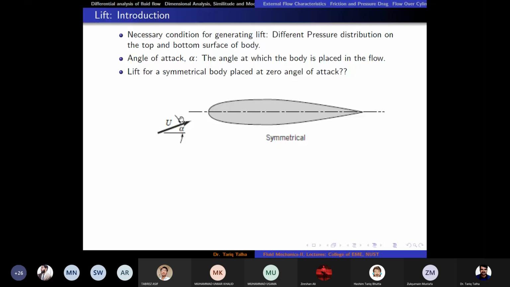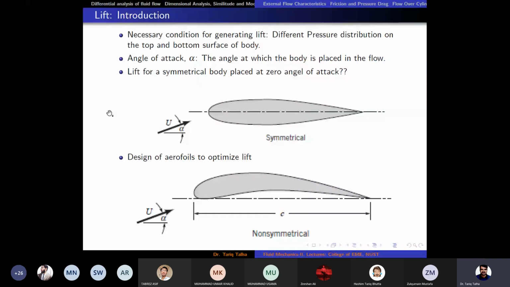It is kind of not tilted here. So you can see that the chord length is aligned with the x-axis and the flow is coming from the downward side. So it means that there is a positive angle of attack, and then we can also have a non-symmetrical shape. Usually we have non-symmetrical shape if we want to optimize lift. Just imagine, if the flow is coming at zero angle of attack, what will happen?